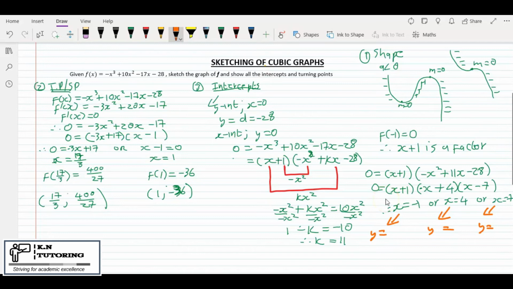I hope you are screaming there again. Say, wait, what is the y value are you talking about? Because we are solving for x. So the y value is what? 0, 0, 0. It means my coordinates there are minus 1, 0, 4, 0, and lastly 7 and 0.